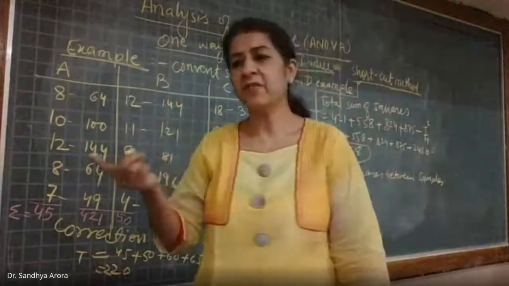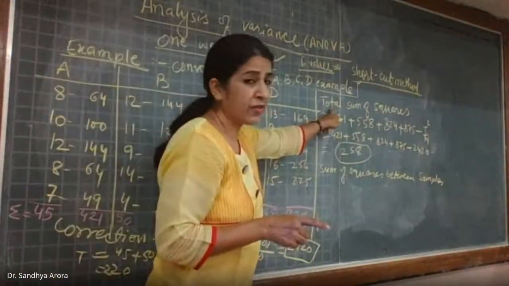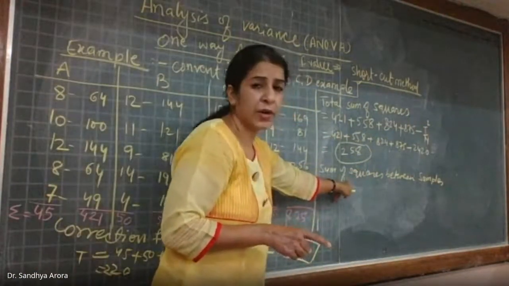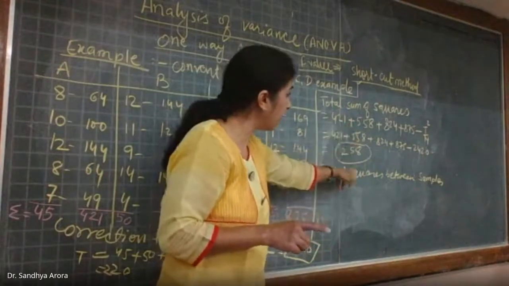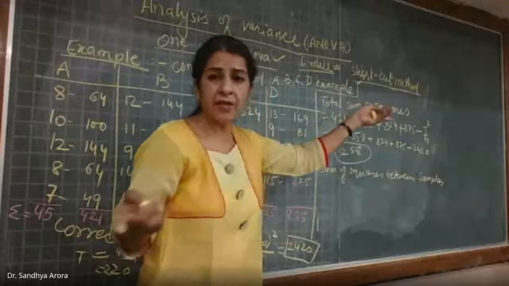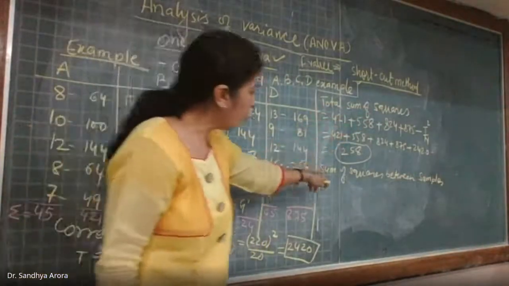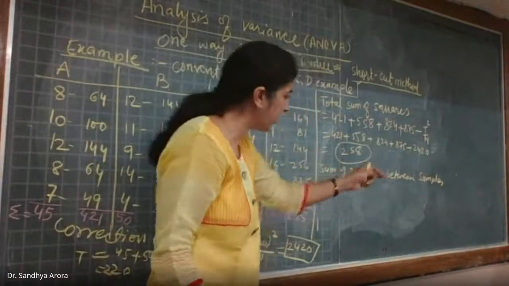Between sample plus within sample is your total sum of squares. So total sum of squares we have calculated. Between sample we are going to calculate. If I subtract between sample from total sum of squares, I'll get within sample variance, isn't it? So how will you calculate the sum of squares between samples?